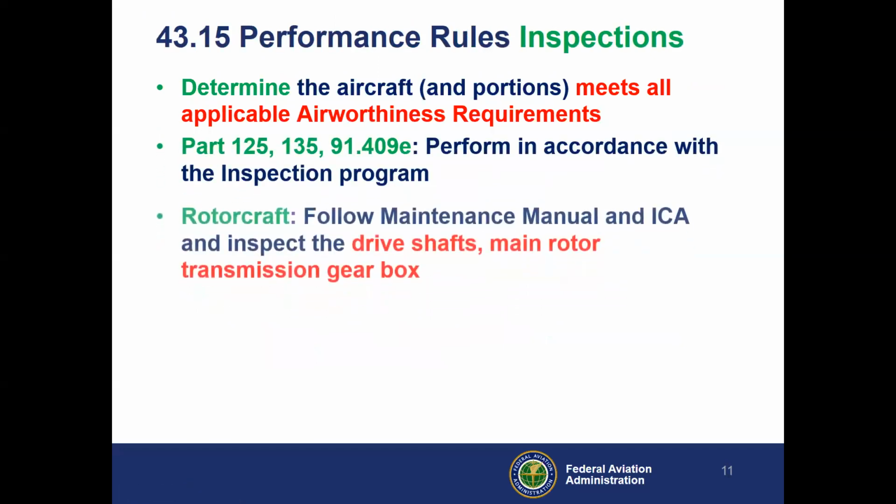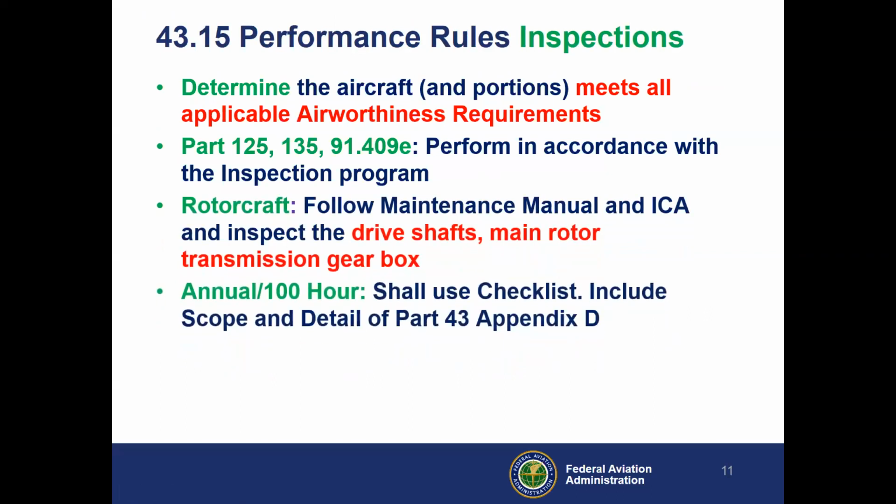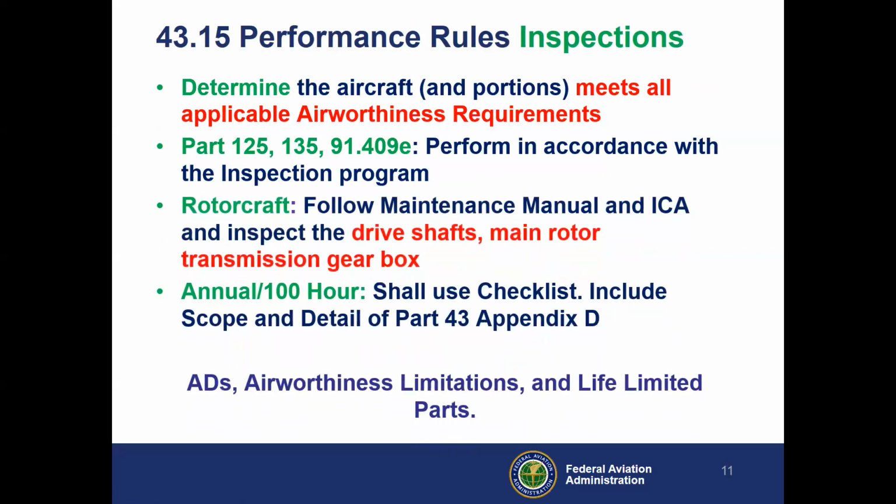Now, the reason you have to have data, some might say, well, why do I have to have data? Well, because the performance rules for inspection, Part 43.15, states that you are to determine the aircraft and portions meets all applicable airworthiness requirements. And if you're inspecting an aircraft operating under Part 125, 135, or a 91.409(e) inspection program, then you conduct the inspection in accordance with that inspection program.